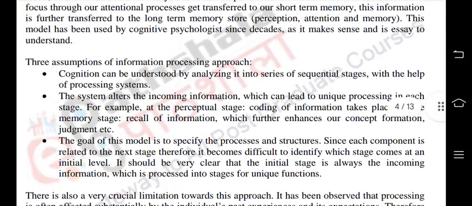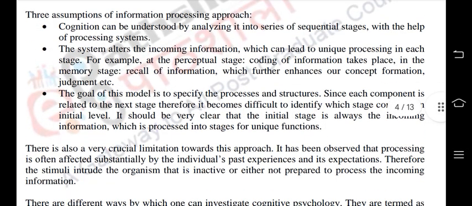The assumptions of the information processing approach. Cognition can be understood by analyzing it into a series of sequential stages with the help of processing systems. The system alters the incoming information, which can lead to unique processing in each stage. For example, at the perceptual stage, coding of information takes place. In the memory stage, recall of information, which further enhances our concept formation, judgment, etc. The goal of this model is to specify the processes and structures.